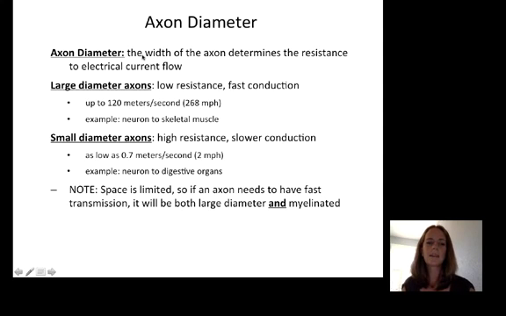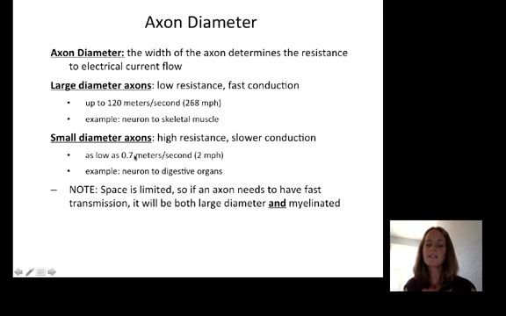The last piece is axon diameter. So the bigger a cell, the faster the conduction, because there's less resistance. So big insulated neurons will be super fast, and you can get up to 120 meters per second. For example, in some motor neurons to skeletal muscle, that's 268 miles per hour that these action potentials can travel.